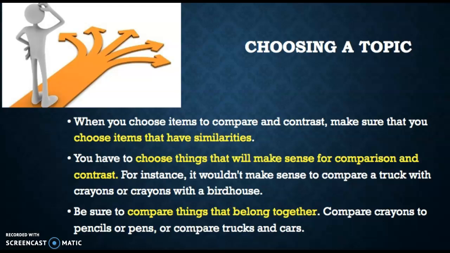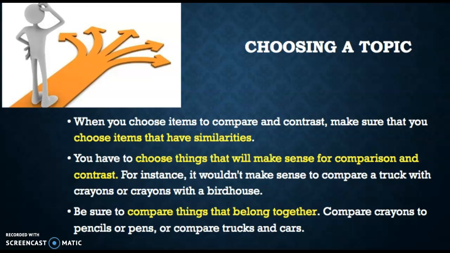So, choosing a topic. This is probably going to be the hardest part for you, to be honest, and it's just because there's a ton of stuff you could pick. But when you choose items to compare and contrast, make sure that you choose items that have similarities. That's going to be the easiest thing to do. You have to choose things that will make sense for comparison and contrast. For example, you can't compare crayons with a truck. I'm not trying to doubt your ability, but I'm just saying it's going to make it a whole lot easier if you compare things that are comparable.